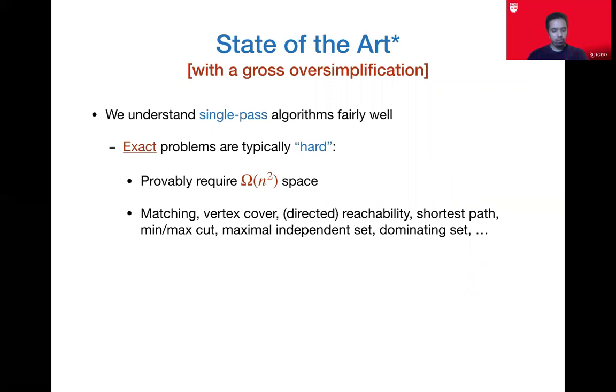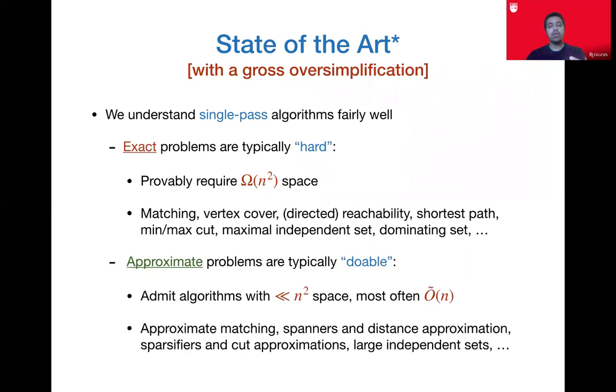If I want to put it in a few words, exact problems are hard. They require omega n squared space. What do I mean by that? Finding a perfect matching, finding a maximal independent set, solving shortest path exactly. All of these problems provably require omega n squared space. But some approximations to most of these problems are also possible. We can usually get very good approximations in O tilde n space. Let's say a 2-approximation to matching, a log n approximation to shortest path, or a 1 plus epsilon approximation to mincut.